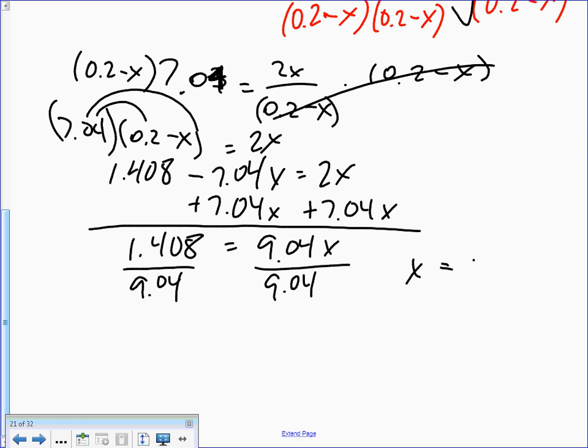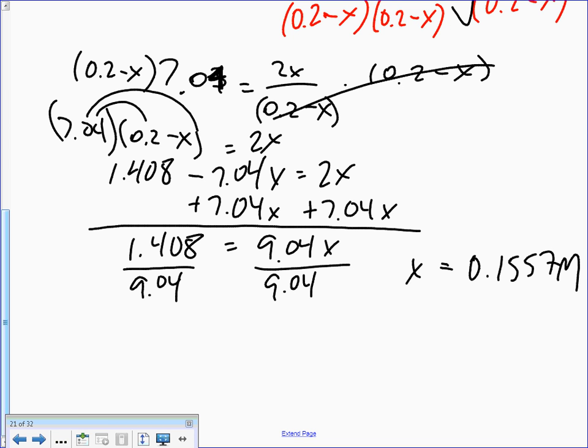I think that's a little off. 0.1557. I hear everybody's numbers. I can't pick it out. 0.1557. That makes more sense because it's like 2 divided by 9.